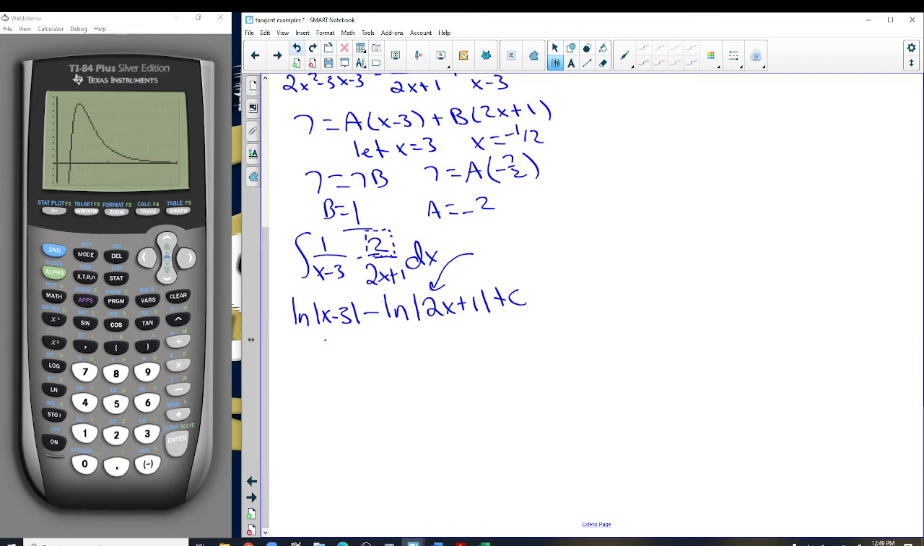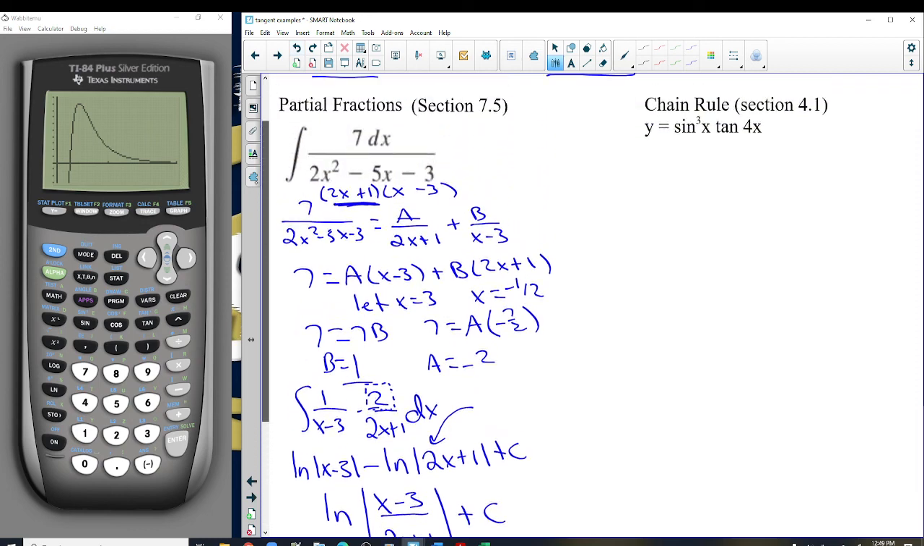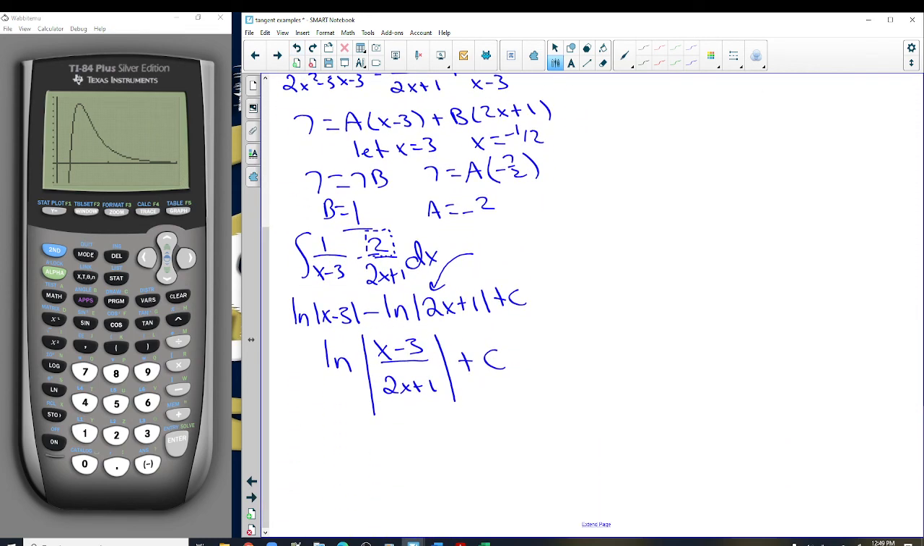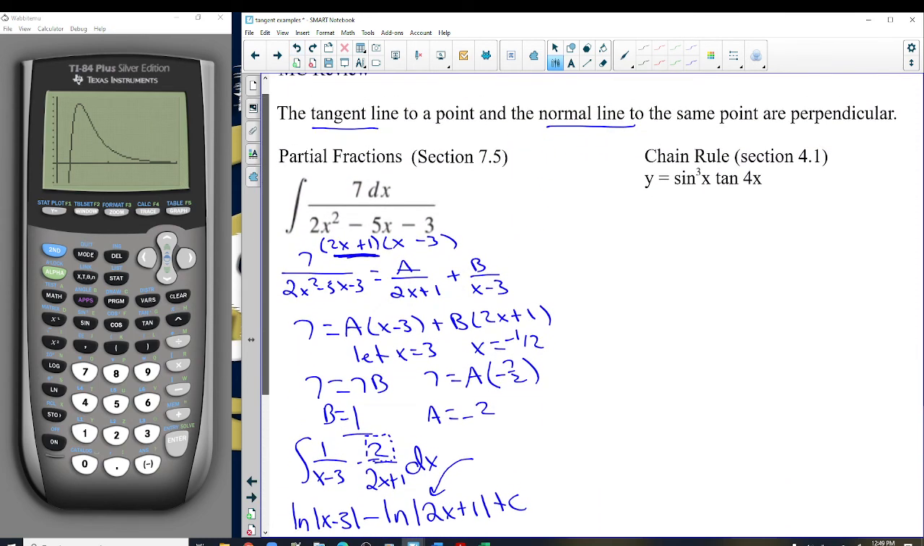All right, well, a possible answer on the multiple choice could be this as well, over 2x plus 1 plus c. There we go. Pause it if you need to write all that down.